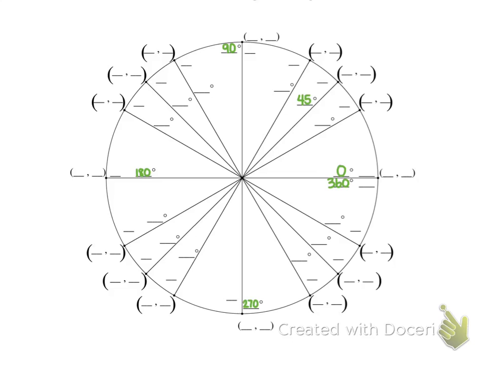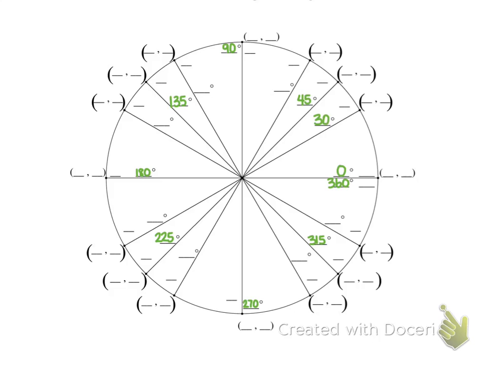Okay, 360. So then halfway in each quadrant is always going to be 45 degrees. So between 0 and 90 is 45. Then you can just add 45 degrees to those other angles that we already have. So 90 plus 45 is 135. 180 plus 45 is 225. 270 plus 45 is 315.